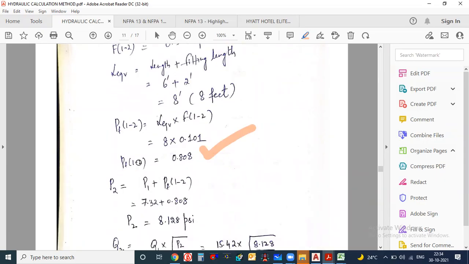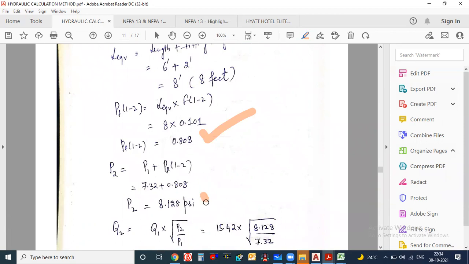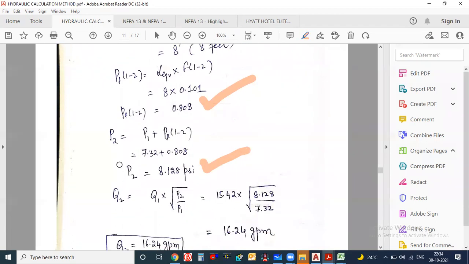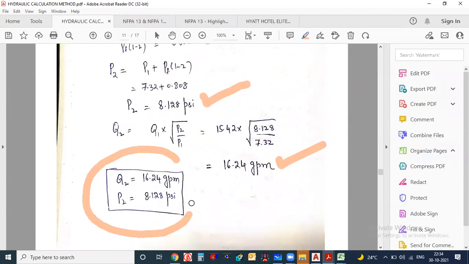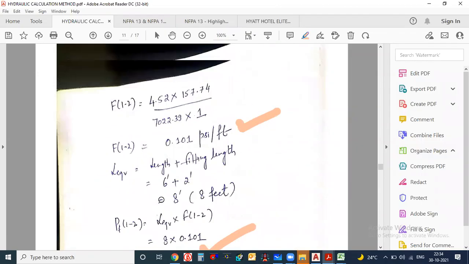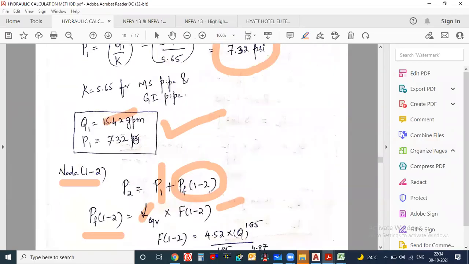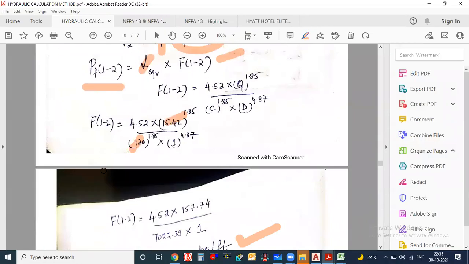Just add P1 with this PF1 of 2. You will get P2 value as 8.128. Then this is the formula to calculate Q2: Q1 into square root of P2 by P1. You will get 16.24. This is my Q2, P2. Observe that the Q1, P1 value will be lesser. Q2, P2 value will be higher. In the same way, everything will follow.